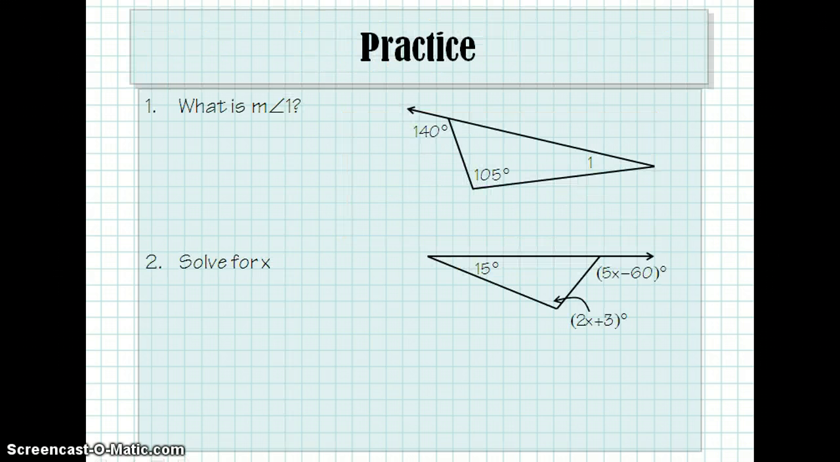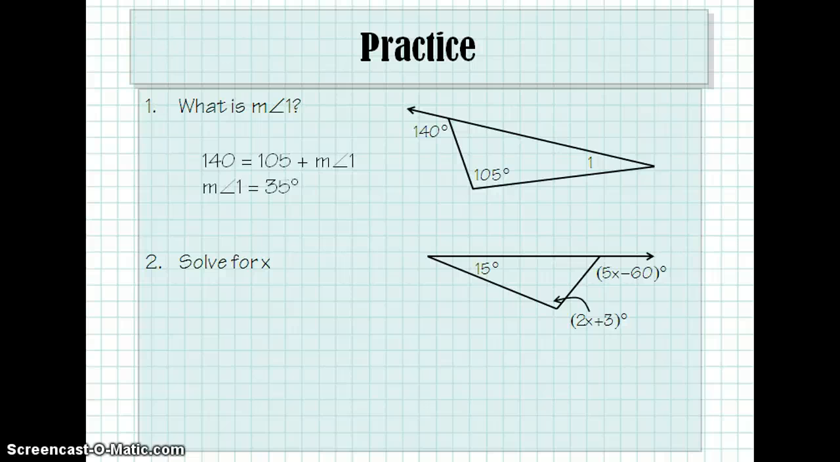So looking at some practice here, I have an exterior angle and I have two remote interior angles. And I know that 140 is going to be equal to 105 plus angle 1. So the measure of angle 1 is going to be 35 degrees.